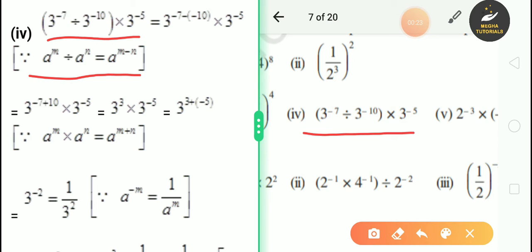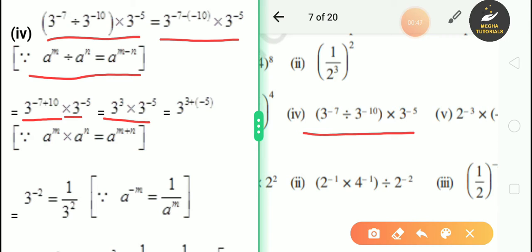So we will get 3 raised to minus 7 minus minus 10 into 3 raised to 5. So minus minus will be plus, so we will get 3 raised to minus 7 plus 10 into 3 raised to minus 5. So minus 7 plus 10 is 3, so we will get 3 raised to 3 into 3 raised to minus 5. Now bases are same and mathematical operation is multiplication, so we can add the powers.